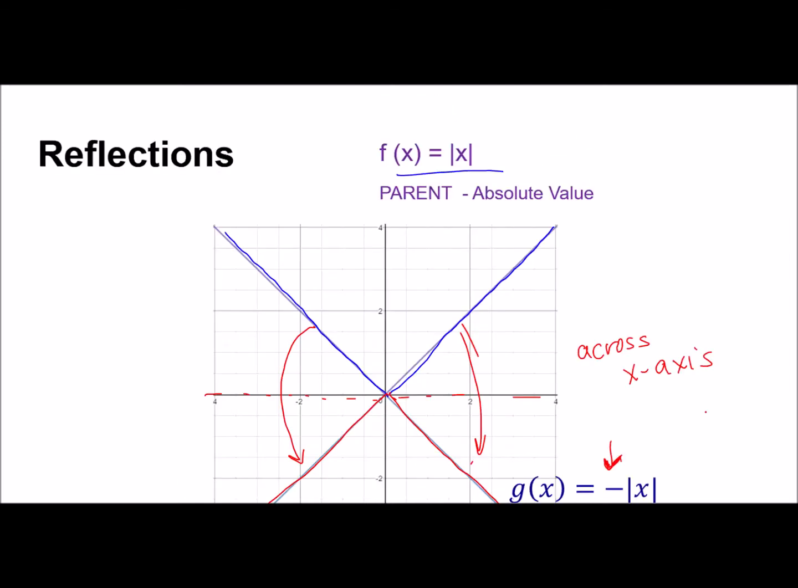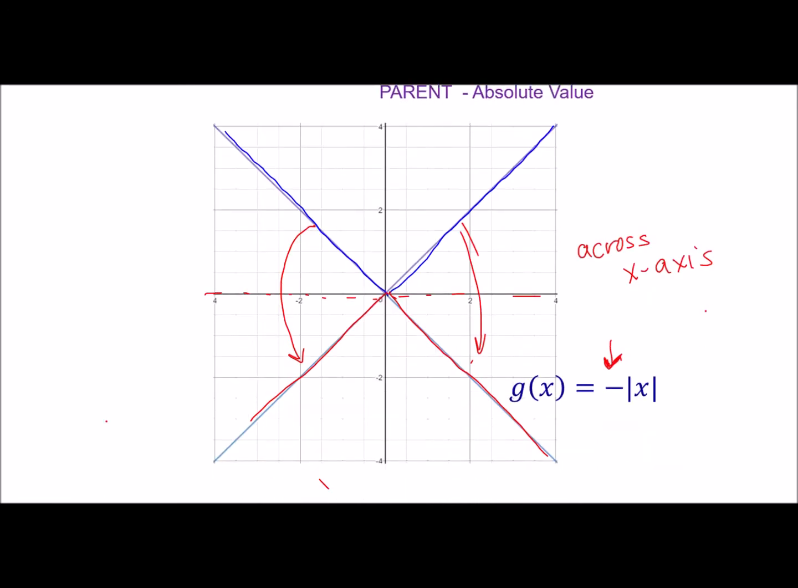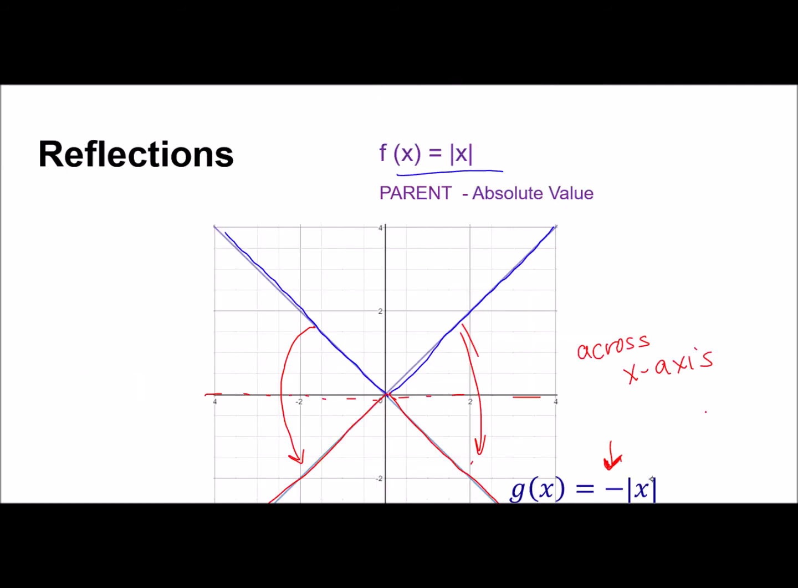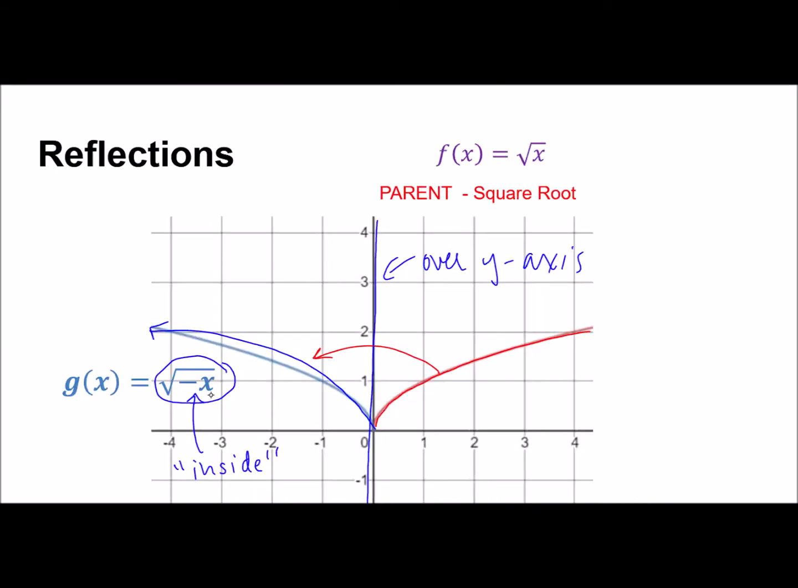Reflections. That's kind of it. Reflections are one of the easier ones. You have to just flip it either over the x-axis or over the y-axis, and the only change is some sign changes. So this one right here, the negative went out in front. This one right here, the negative goes inside with the x.